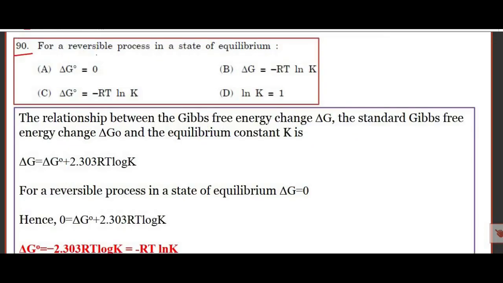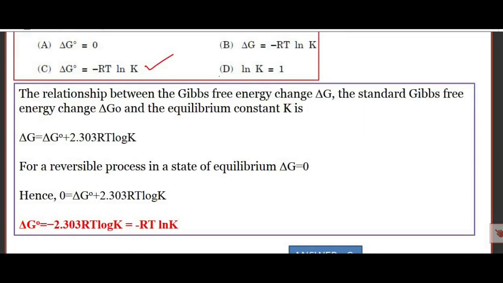Question number 90. For a reversible process in the state of equilibrium, delta G naught is equal to 0, delta G equal to minus RT ln K, delta G naught equal to minus RT ln K, equal to 1. Here option C is correct.